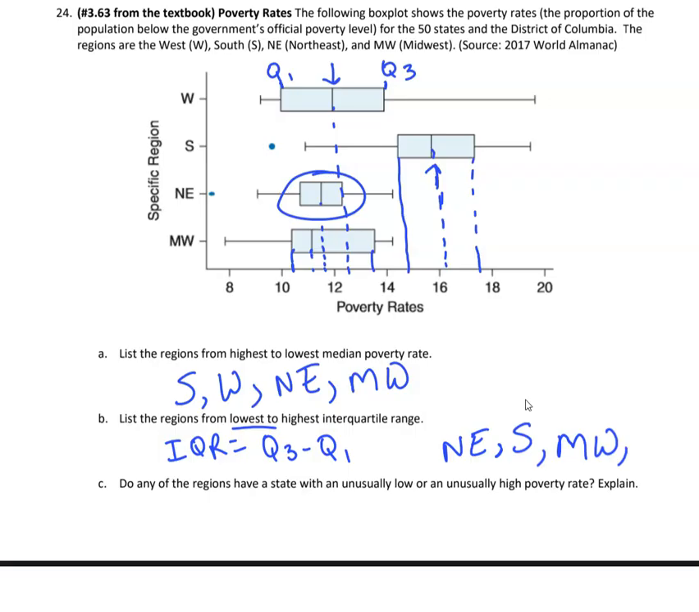And I'm going quickly here because I want to get this video wrapped up. And then I think West has the largest IQR, the largest box. So that one would have the highest variability.